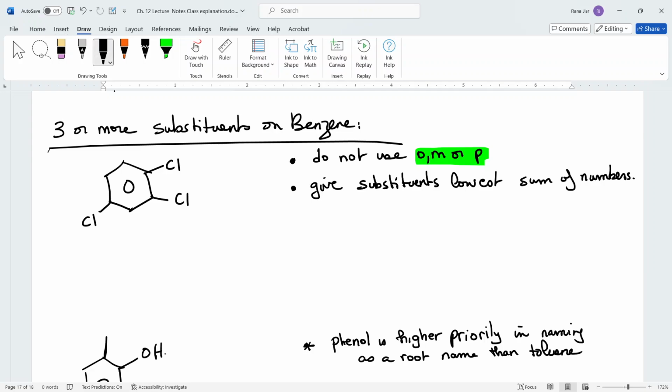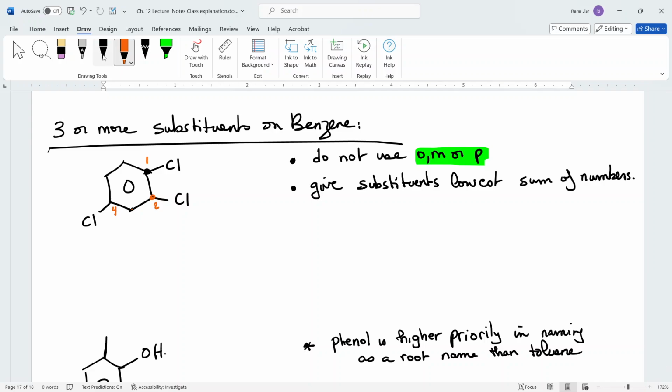And what is the lowest number in here? It makes sense that I start from this carbon, and then continue over here. This is 1, 2, 3, and 4. This is the lowest sum of numbers. If you start numbering from this carbon going this way, then you're going to increase the numbers. If I start numbering from here and go this way, then again you're going to have more numbers in there. The sum of numbers is going to be more. So this is why you always number to give your substituents the lowest possible numbers.